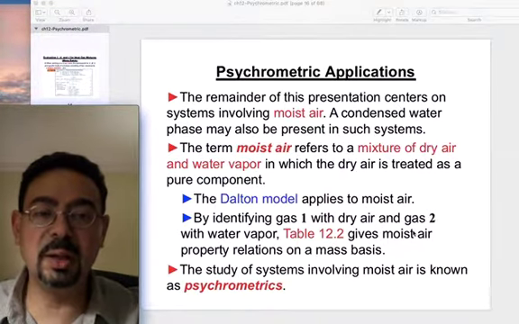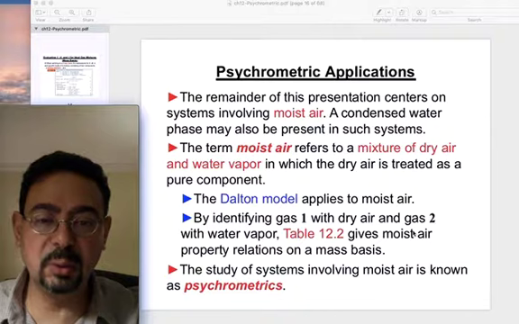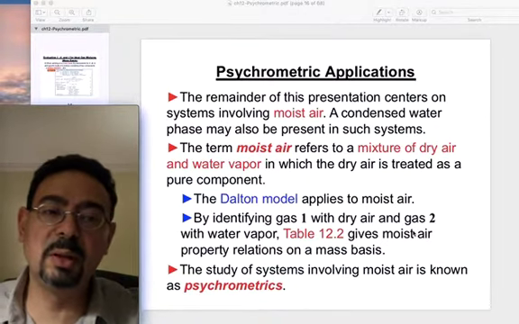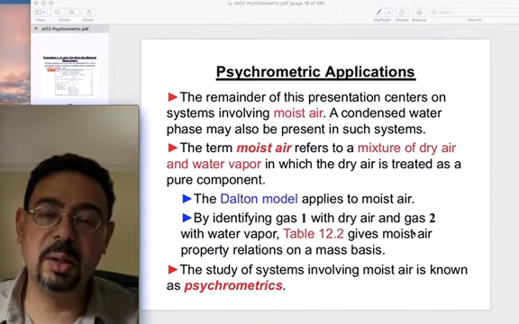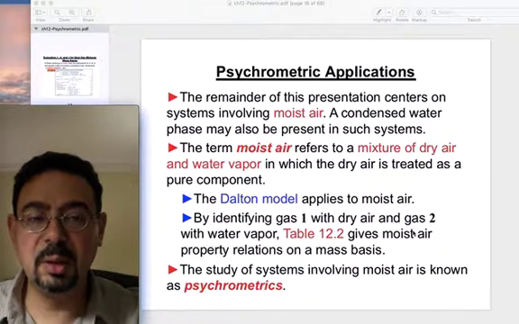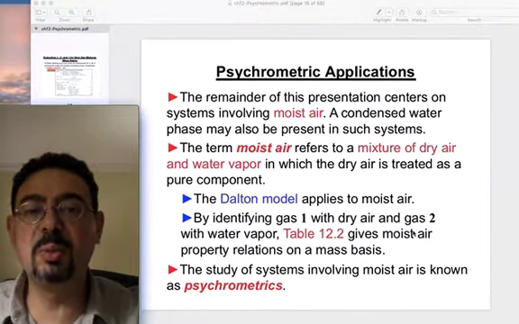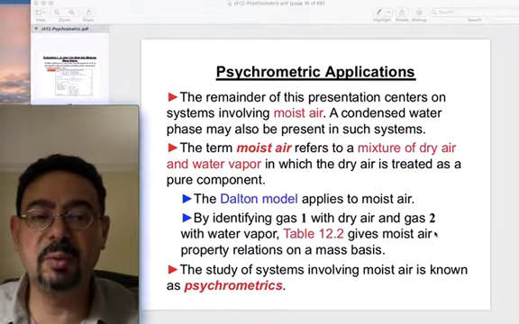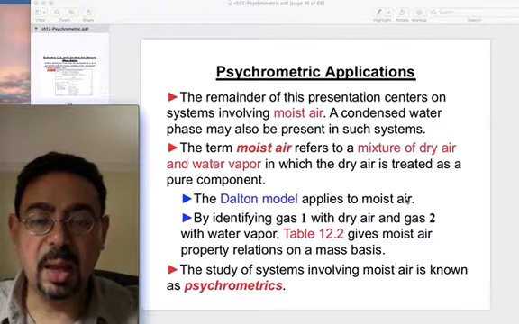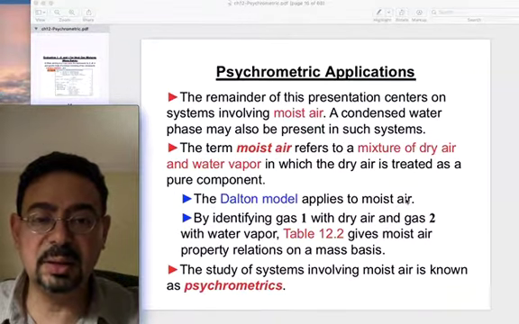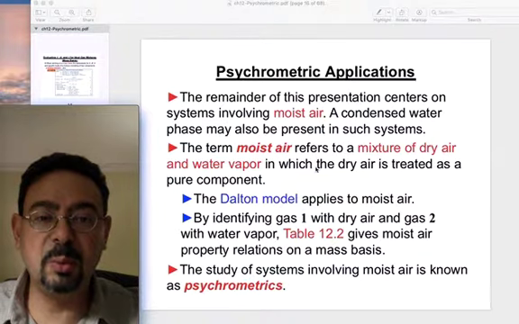Okay, so dry air is our air, the O2 and N2 and whatever traces of molecules we have in our air. And of course, sometimes, especially in the summer, we have a lot of water vapor in the air. So that's called moist air when you have dry air and water vapor. That's what we are interested in. And that study of water vapor and dry air, or moist air, is basically called psychrometrics, right?